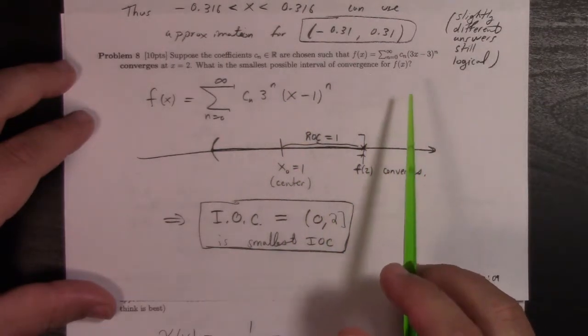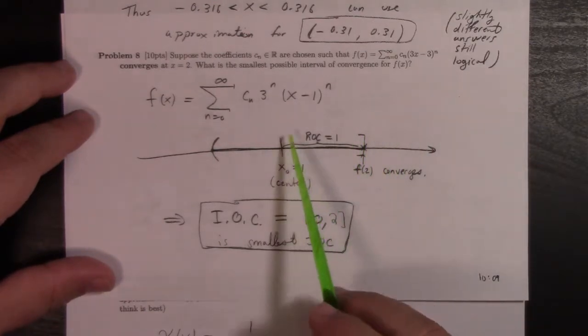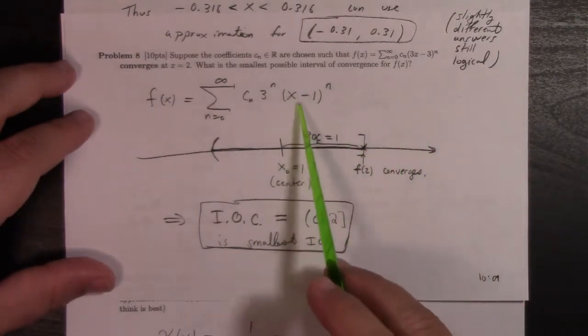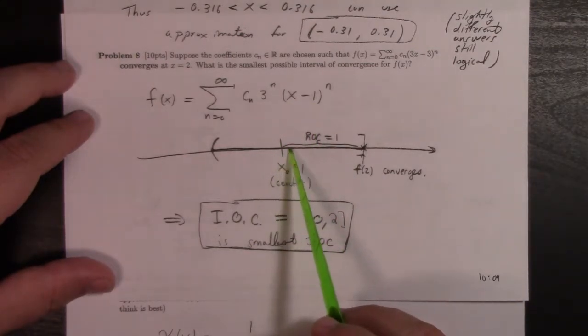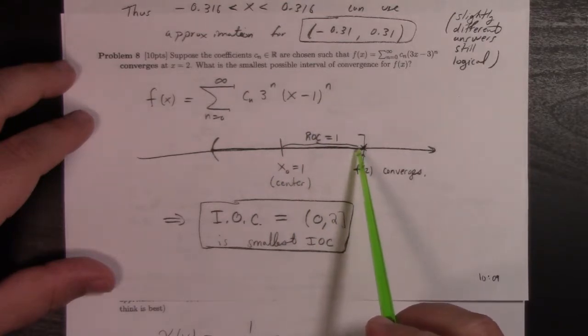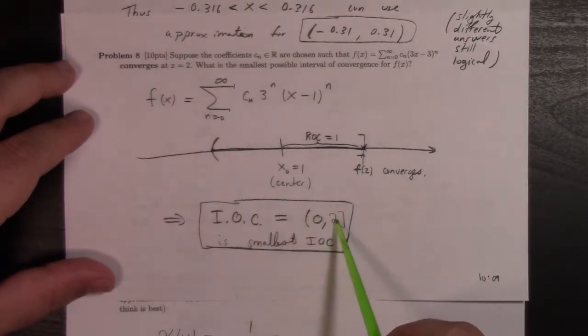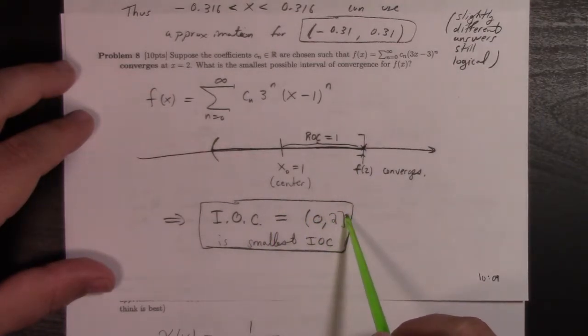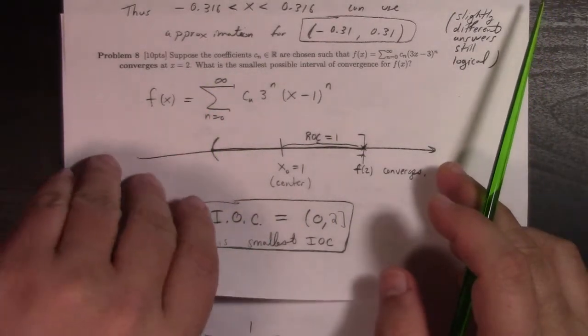Not that it really matters, but what matters about that is now we can see clearly that it's centered at 1. All right, centered at 1. You have that it converges at 2, which means the radius of convergence is at least 1. Could be more, but it's at least 1. So the smallest interval of convergence possible would be 0 to 2. 0 not included, 2 included. 2 is included because you're told it converges at 2. All right?